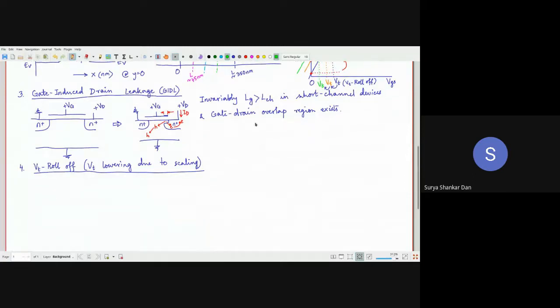Now I will come to the fifth important one. There are many. The fifth short channel effect is something new. This is called fringe induced barrier lowering. Who can tell me about this? Have you heard about this?